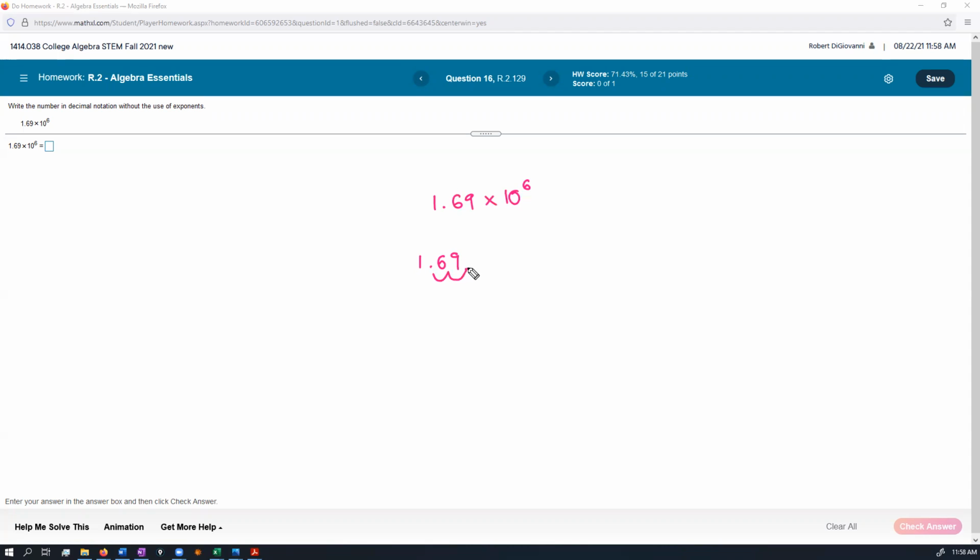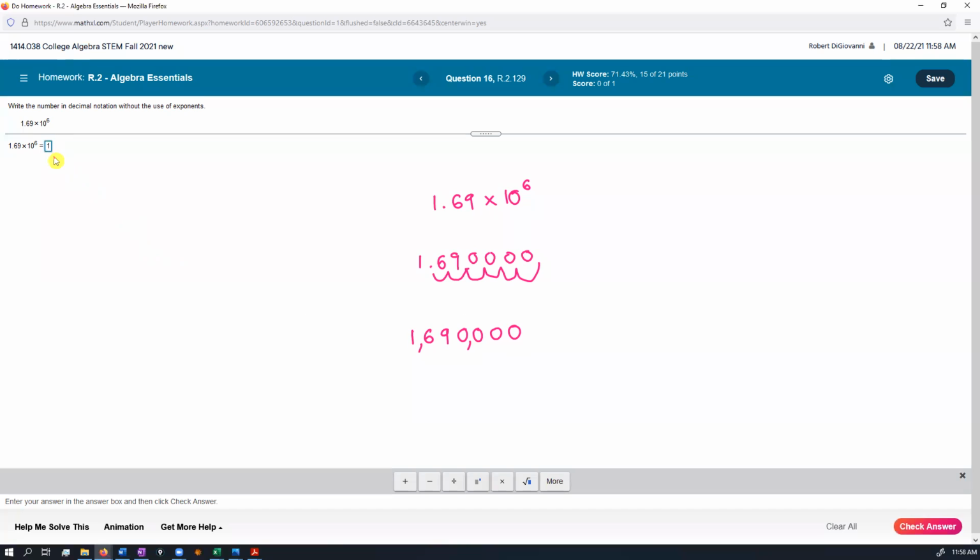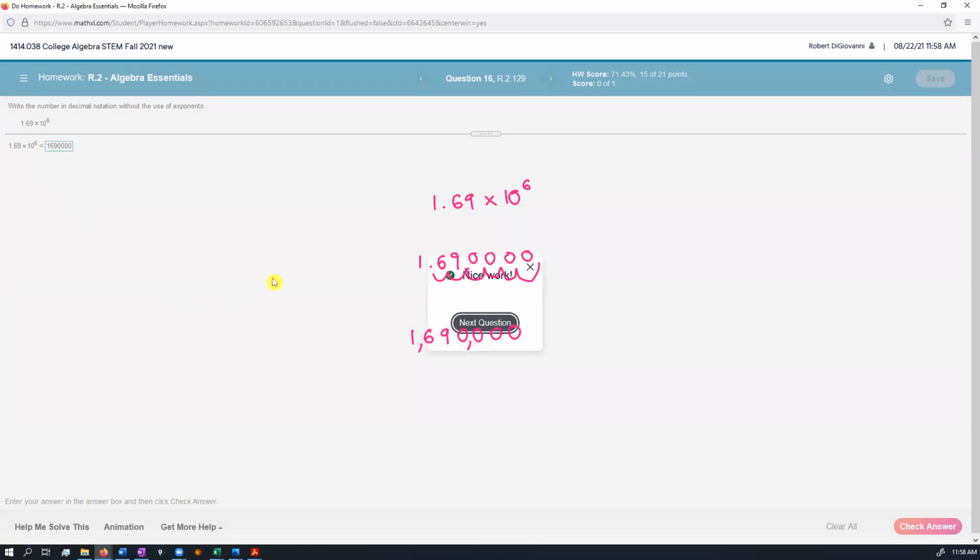1, 2, 3, 4, 5, 6. So that means I'm going to need a 0 here, 0 here, 0 here, 0 here. So this is going to be 1, 6, 9, 0, 0, 0, 0. So 1,690,000. I don't need the commas. It should take it without it. Let's see. Yeah, okay.